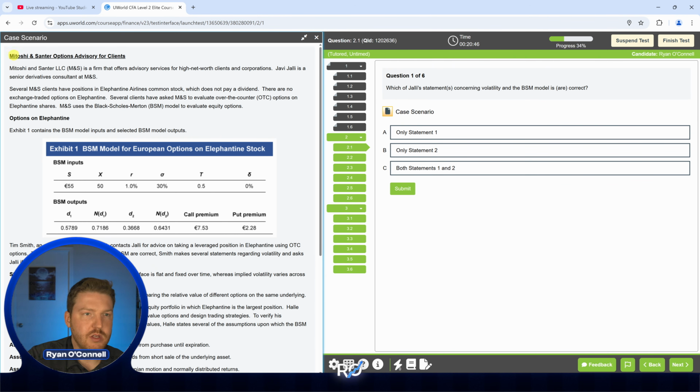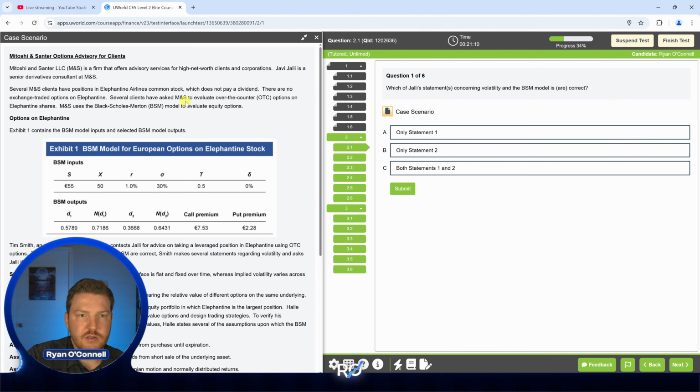If we want, I guess we could say a little bit about what's going on in this story. There's some firm, they offer services to high net worth clients, corporations. They're looking at this Elephantine Airlines common stock. It does not pay a dividend. There are no exchange traded options on Elephantine.